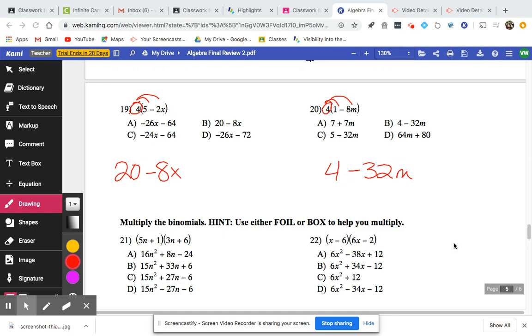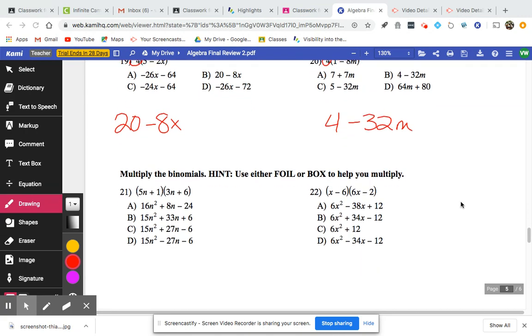All right, welcome back, Algebra. We're wrapping up the final review. As you can see, we just finished on number 20, so we're going to go ahead and wrap her up here.